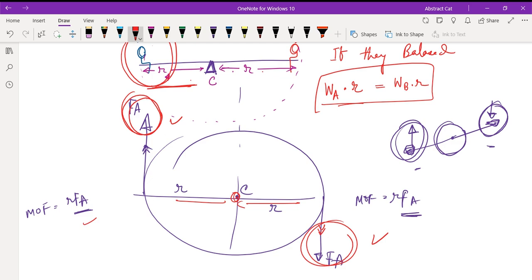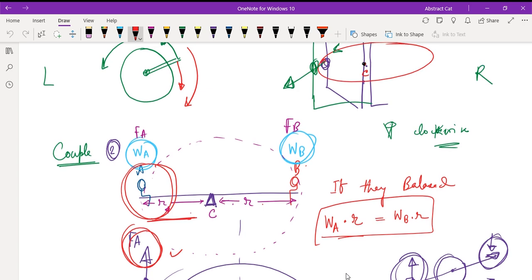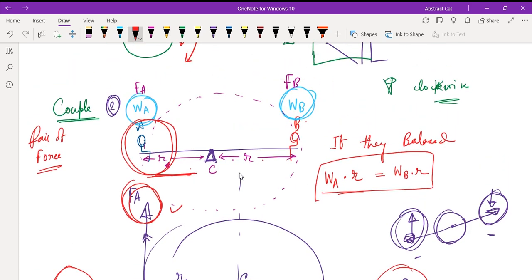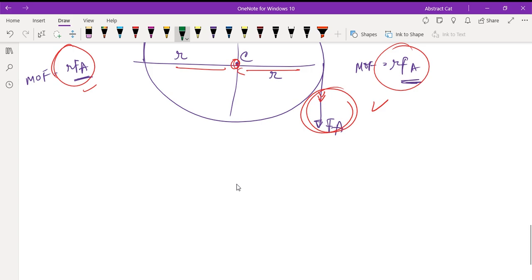So that means a couple. What is a couple? A couple is a pair of forces, which means two moments of force added here. If they are in balance, the object stands still. If they are not in balance, either this goes up and that goes down, or that goes up and this goes down. So, clear.